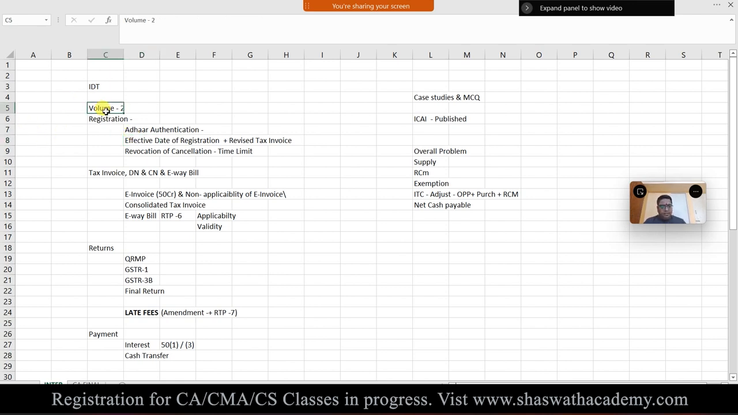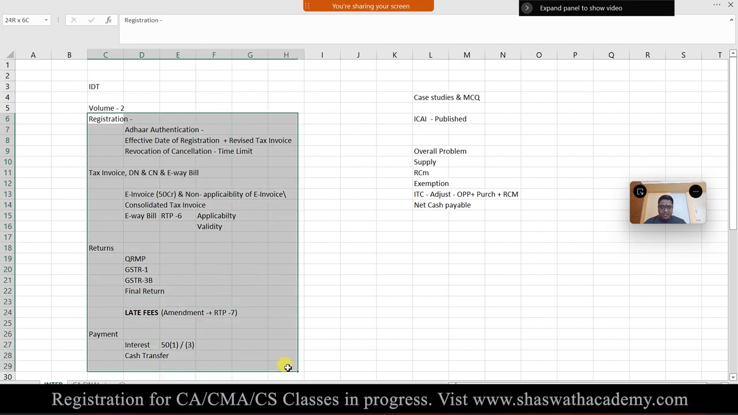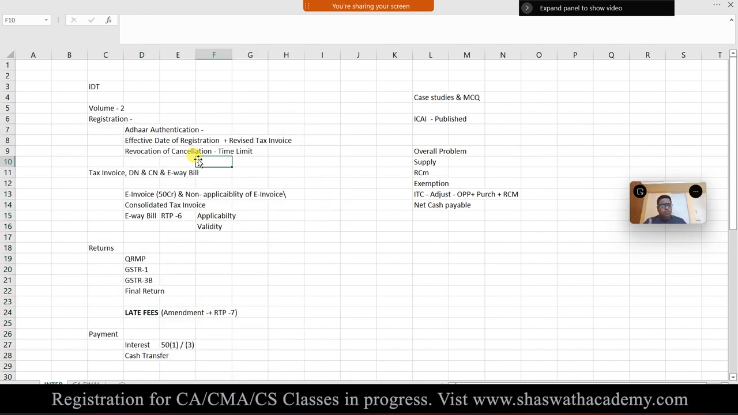First, my advice will be, if you are taking indirect tax, start with revision in Volume 2: complete registration, tax invoice, returns and payment chapters, these topics first. Balance topics, you have to see later, there is no second thought. But these topics have to be completed first. First and foremost, these topics have to be completed. And our revision is also going to play in the same role, my dear. It is the same manner in which I want to take you through the contents as well.